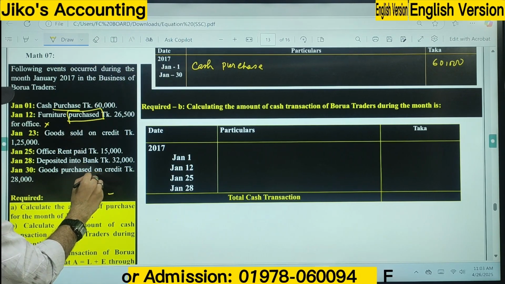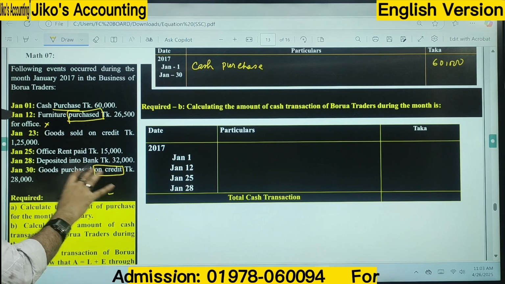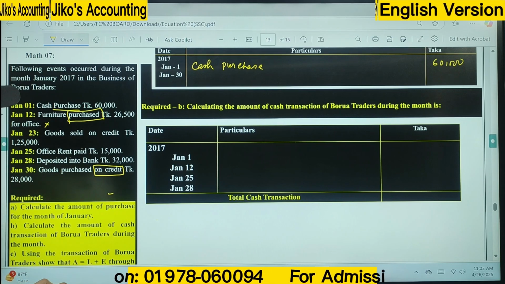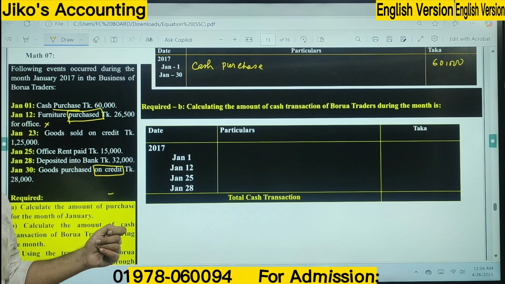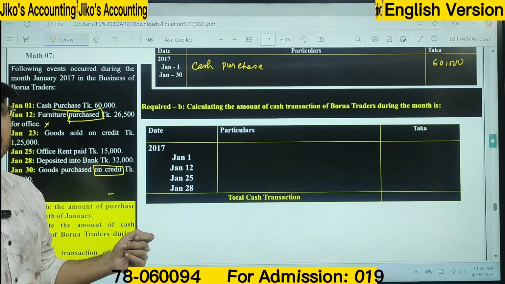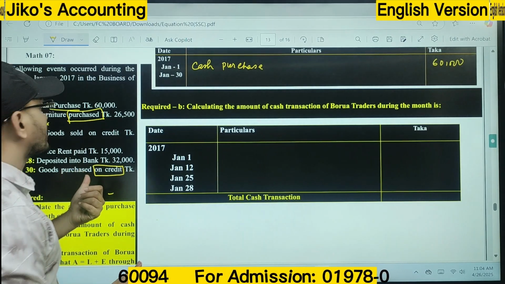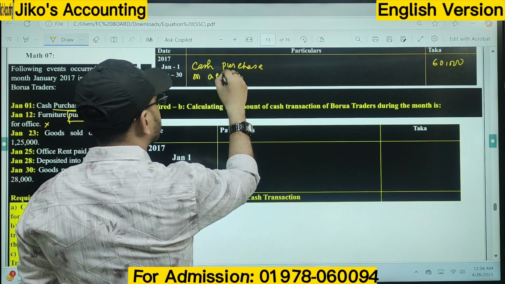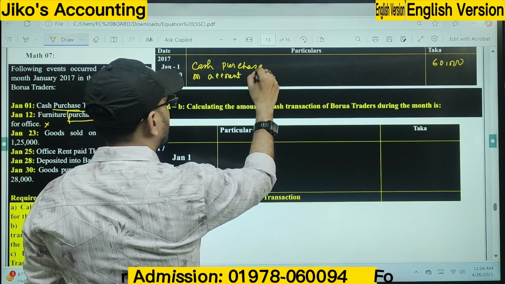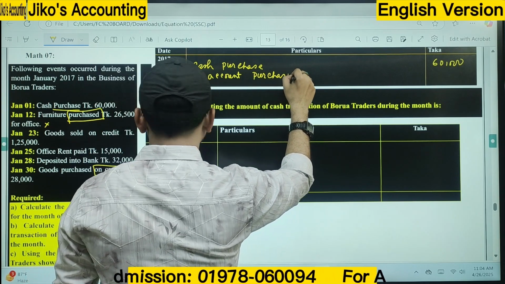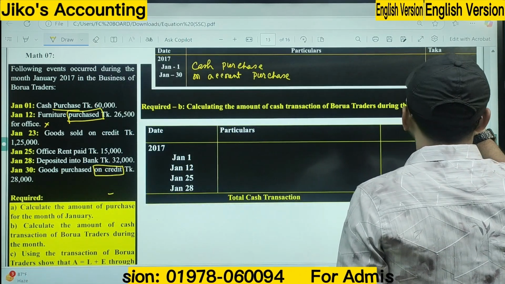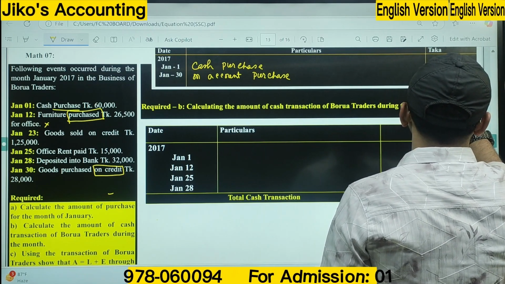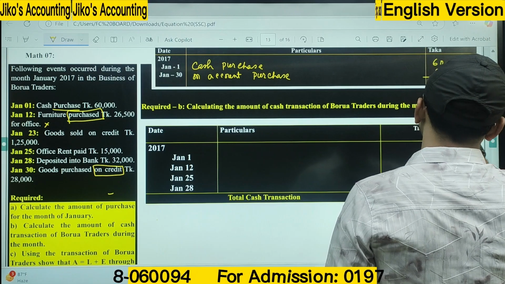That goods purchased on credit. Sir, as we have been told only the purchase account amount, we haven't been told whether it is cash or on account. So we have to consider all of them. On account purchase, what is the amount? 28,000. On account purchase taka is 28,000. So what is our total amount here, sir? 88,000. I think you all have got it.